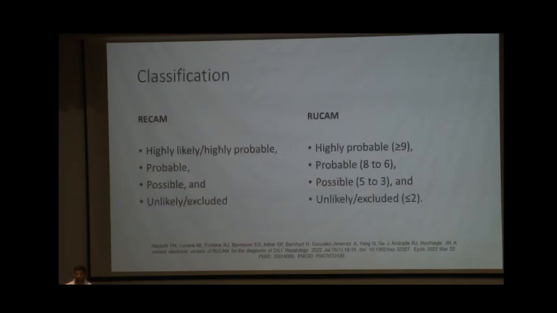So they were classified into 4 groups: highly likely or highly probable, and RUCAM also included the same groups: probable, possible, and unlikely or excluded, with the scores of less than 2, 3 to 5, 6 to 8, and more than 9 in RUCAM.